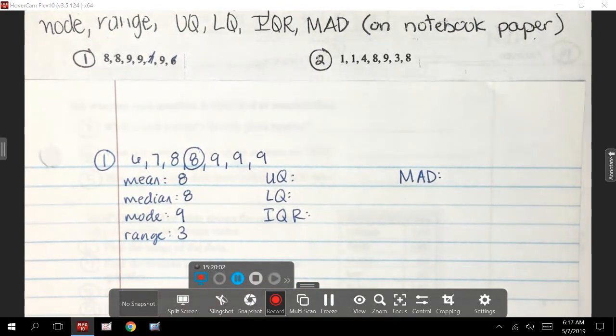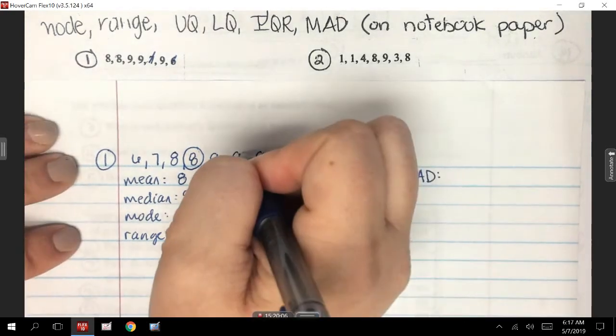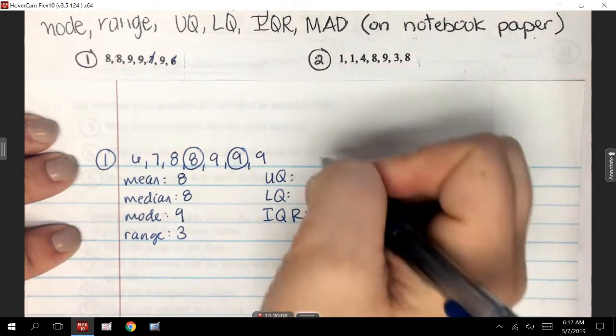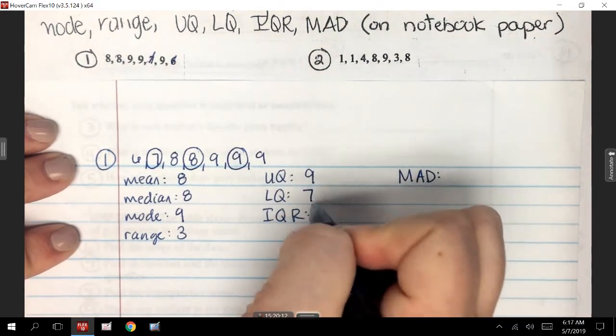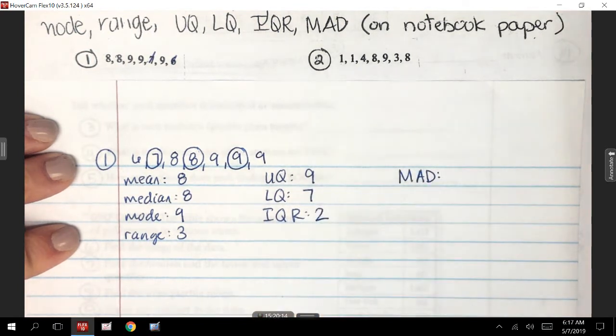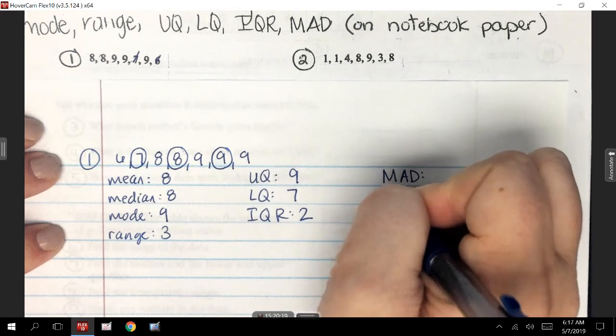All right, let's look at the UQ. So I'm looking at the big side in the middle since it's upper quartile. So that's going to be 9 in the middle. My LQ, 7 in the middle. So when I subtract those, I get 2. So my IQR is 2. All right, mean absolute deviation. Remember, that's where we take the mean.